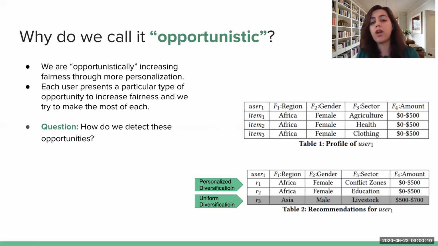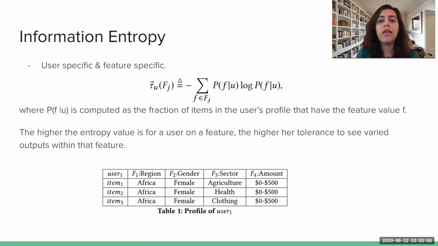On the other hand, R3 might not be an effective recommendation for this user since it diversifies on the wrong dimensions, although it might still be promoting protected items. So the idea here is that basically each user presents a particular type of opportunity to increase fairness, and we try to make the most of each. Now the question is how we should detect these opportunities. We use information entropy to measure these opportunities.